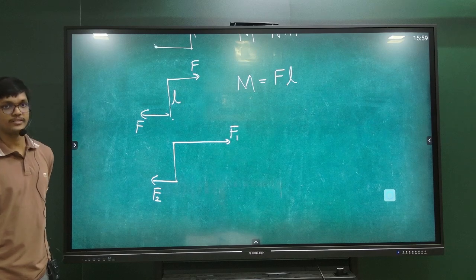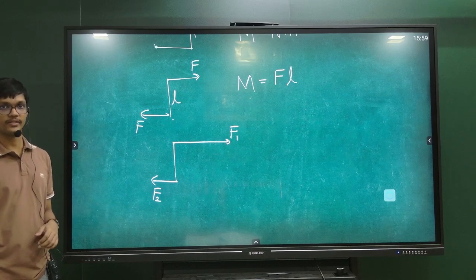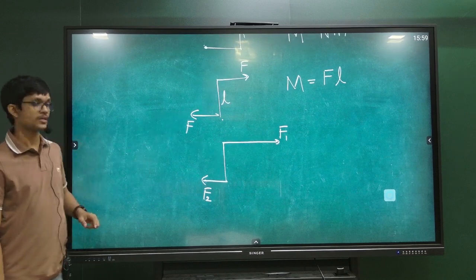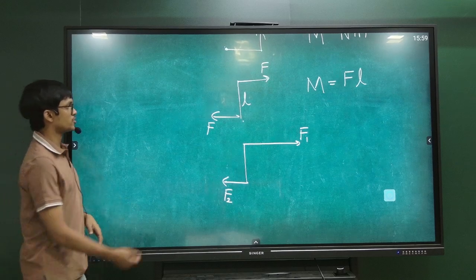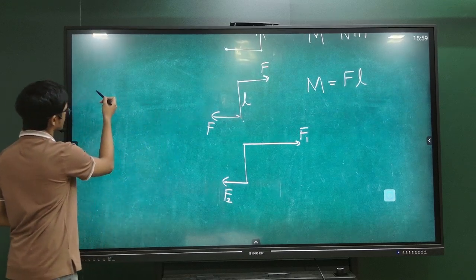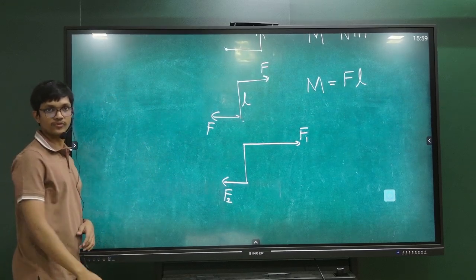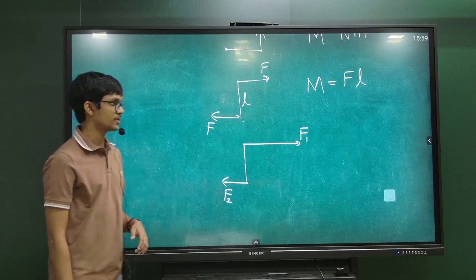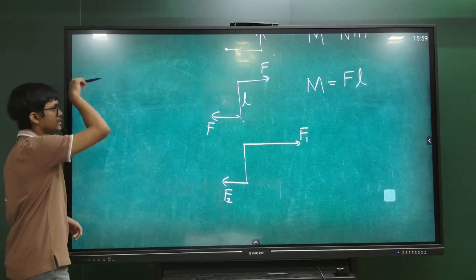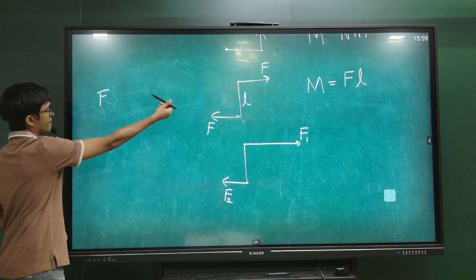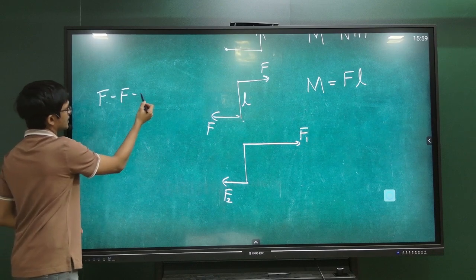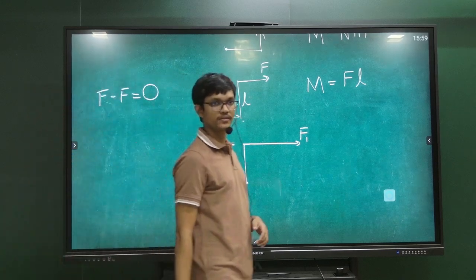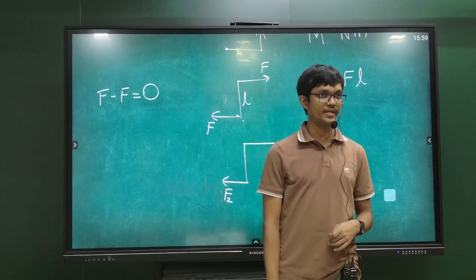Now what is the difference between these two situations? What is the resultant horizontal force on this system? Resultant horizontal force is F minus F, that means 0. Resultant horizontal force is 0, right?